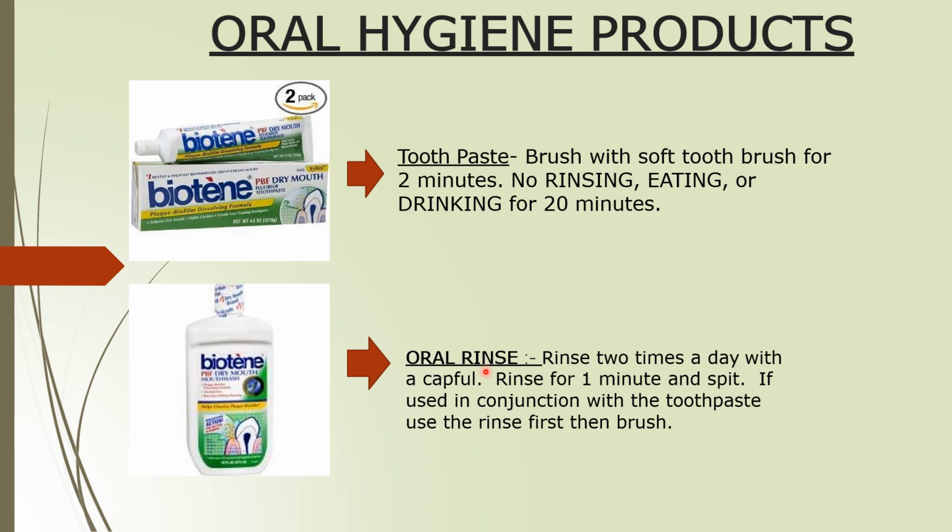Toothpaste you can use one time, while the oral rinse you can use 2 times a day with care. Rinse for 1 minute and spit. If used in conjunction with the toothpaste, use the rinse first, then brush.